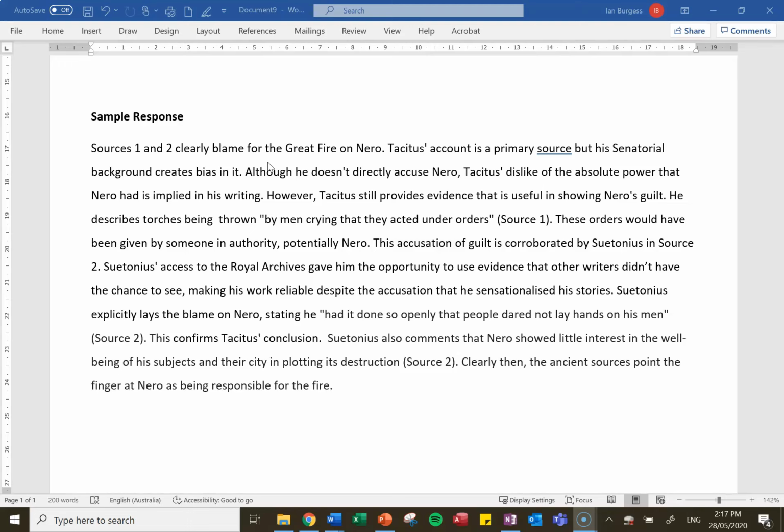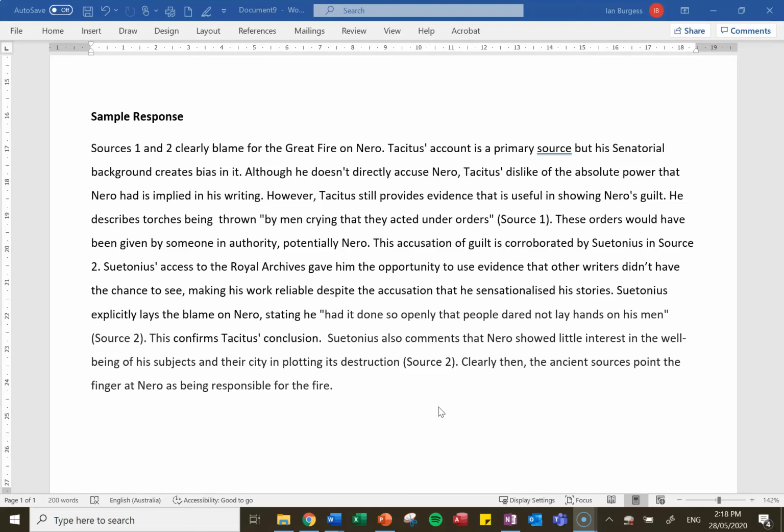So I'm talking about him as a primary source, which means we're addressing context of production. And his senatorial background gives us an idea on his origin, so his personal background and how that might create bias there. All right, so although he doesn't directly accuse Nero, Tacitus's dislike of the absolute power that Nero had is implied in his writing. So there again, I'm explaining and justifying why I think he has bias. And I'm also working in this idea of implicit meaning, which is another one of our features of evidence.